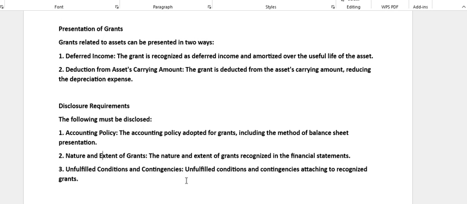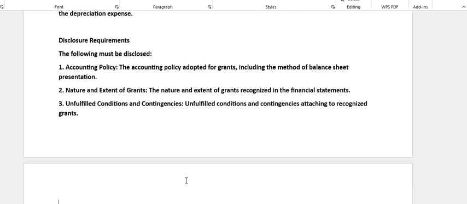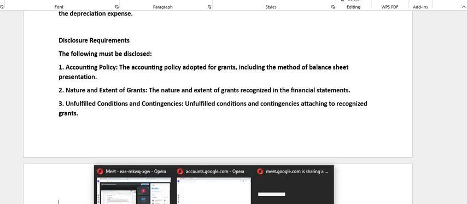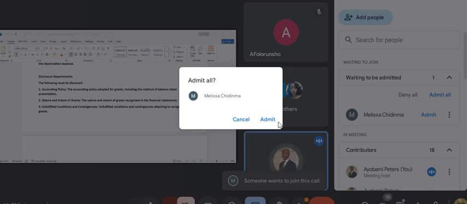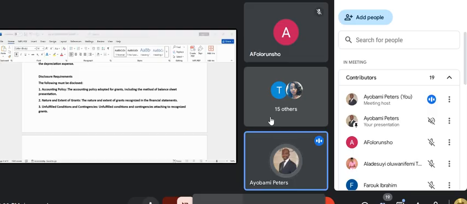Then the disclosure requirement talks about the accounting policy, that is the policy that you adopt, which include the method that you use, as well as the nature and essence of the grant. You have to disclose it. The unfulfilled conditions and the contingencies, you are also to disclose it. So that is that for that. There is nothing much about government grant more than all that we have looked at tonight.